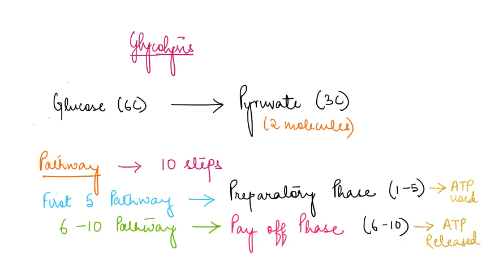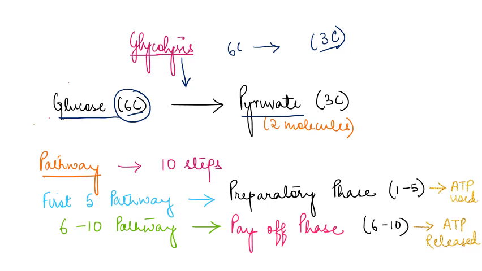So if we see glycolysis, what is the pathway? Glyco means sugar. So here glucose is the sugar, and the number of carbons in glucose is 6, right? In this glycolysis process, the glucose is broken down into pyruvate. The pyruvate has 3 carbons and glucose has 6 carbons.